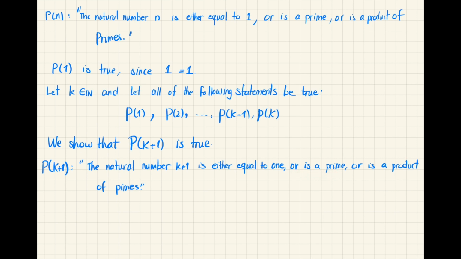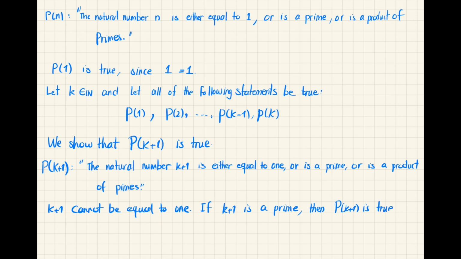Okay, so k plus 1 cannot be equal to 1. And I always say that if k plus 1 is a prime, then P of k plus 1 is true, and we are done. Yes? But what happens if k plus 1 is not prime?